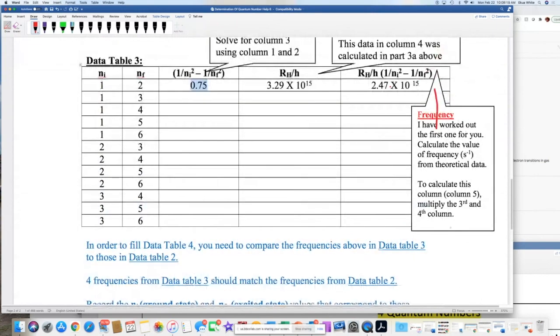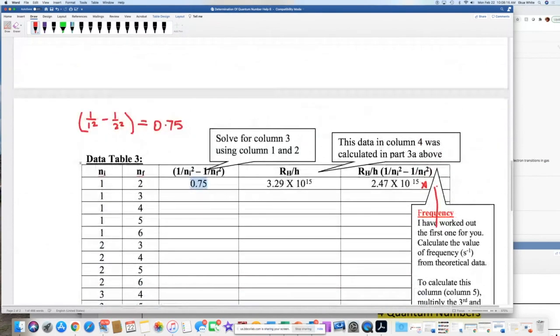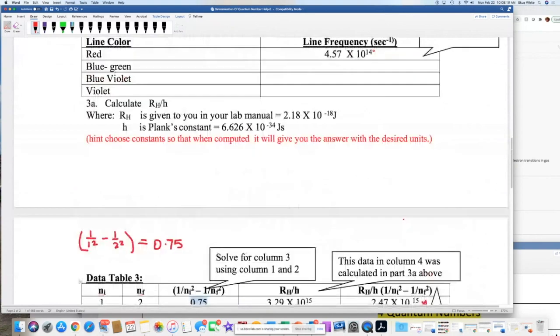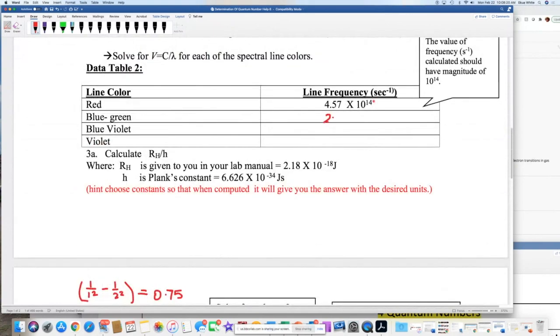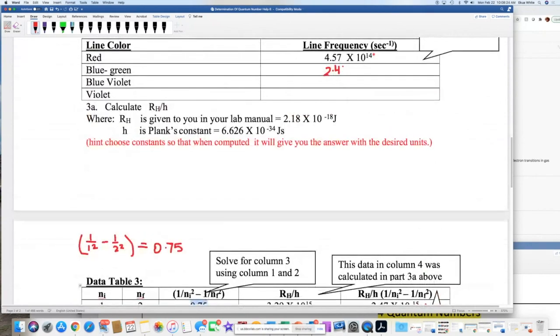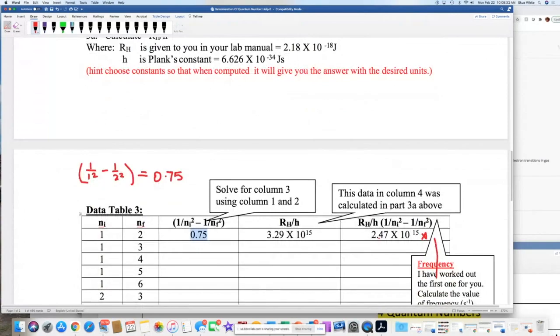Once you figure out which 4 from here, say, for example, you say that this one here matches one of the ones we have here. I'm just making this up, right? Let's say the second one is 2.47 times 10 power 15. Then I can say, oh, this one here matches this.